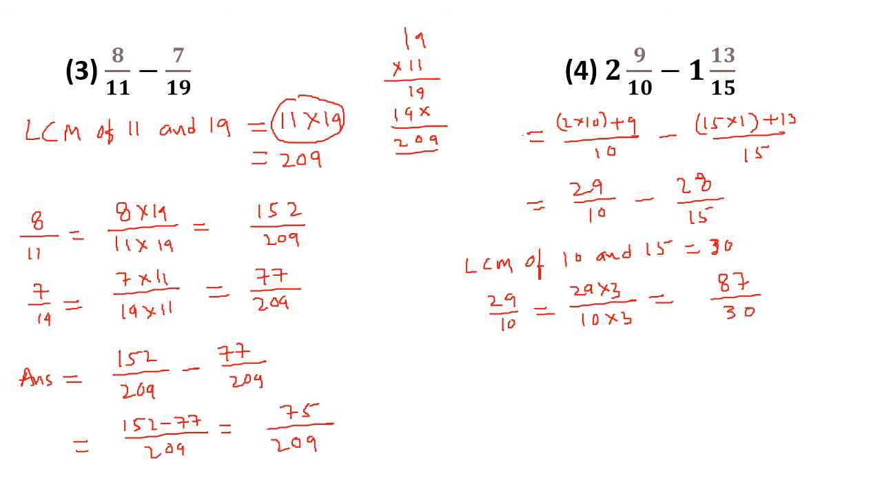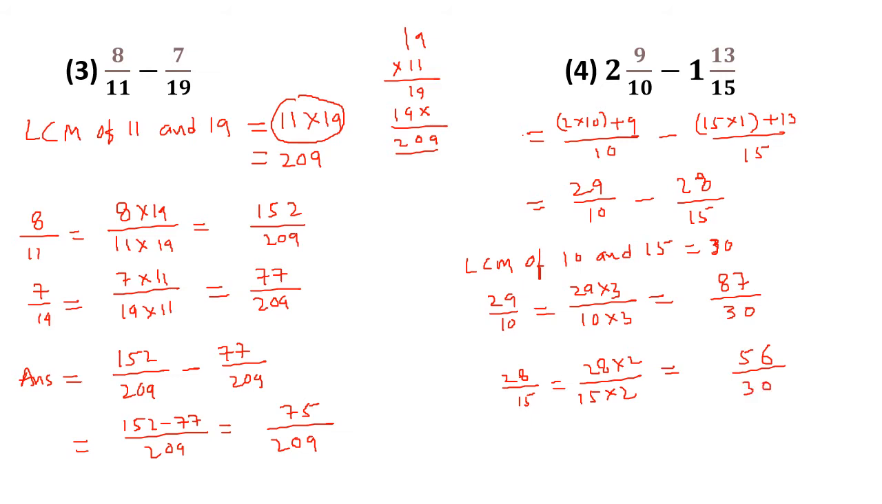And then in the case of 28 over 15, what should I multiply to 15 to get 30? Answer is 2. So in the numerator also it will be 28 into 2. Double of 28, that is 2 times 28. 2 eights are 16, carry 1. 2 twos are 4, carry 1, 56 over 30.